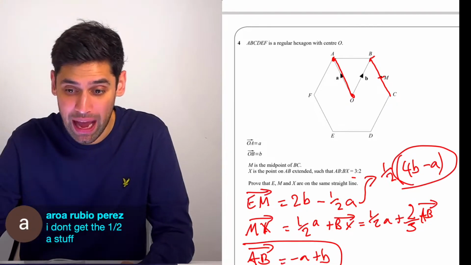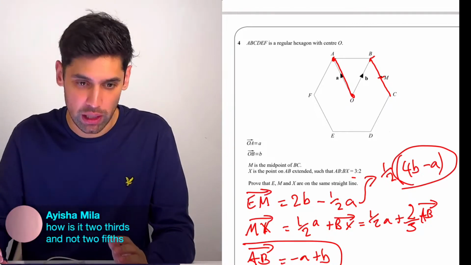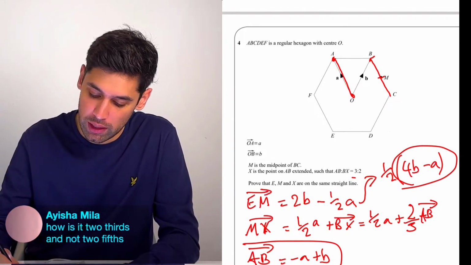Turn to the next question. How is it 2/3 and not 2/5? Well, really important question. I'm really glad you asked, actually. So it's 2/5 of the entire line. You're quite right.